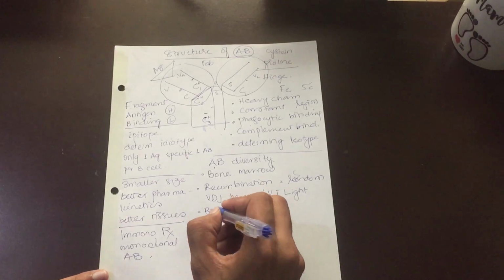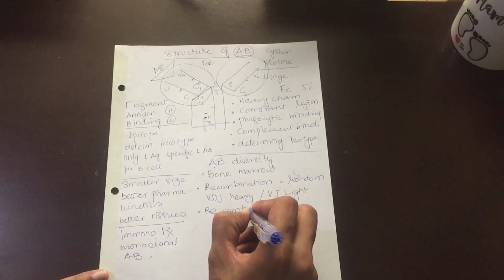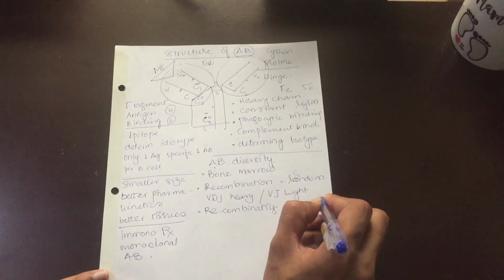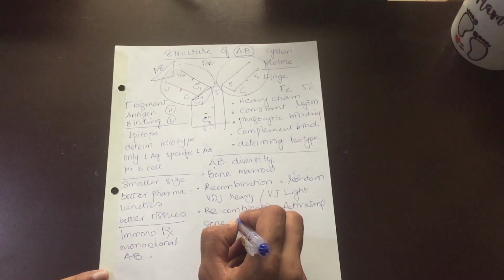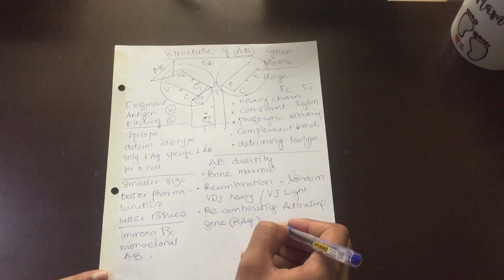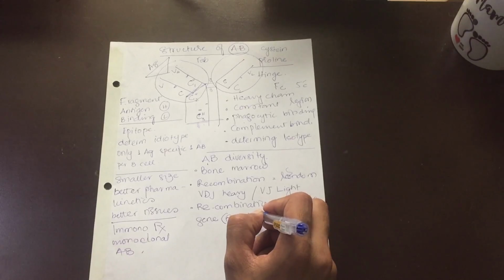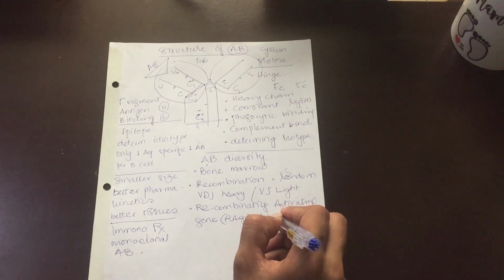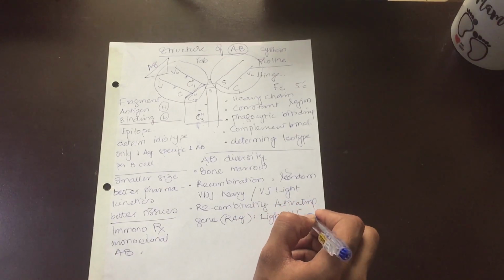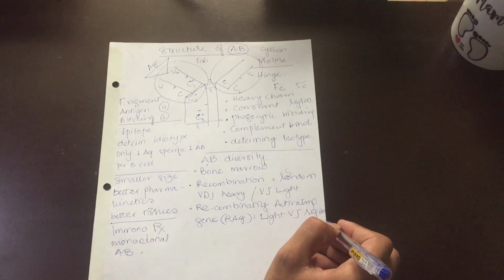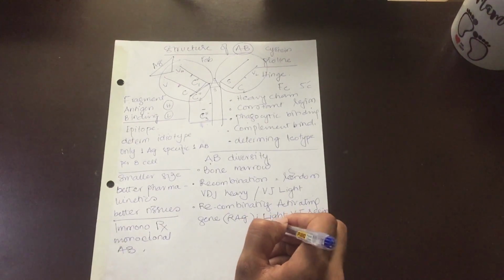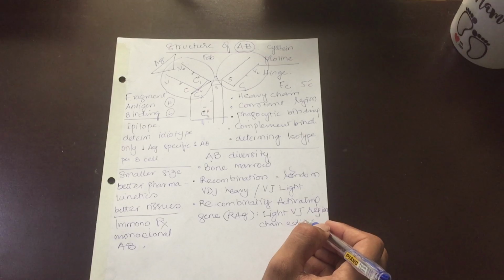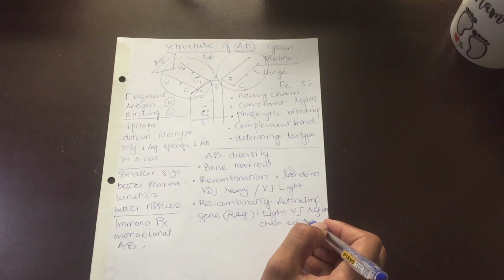There is a gene known as the recombination activating gene, the RAG gene, and this determines the VDJ rearrangement. This gene changes the VJ region of the light chain, or actually it is a light chain editor, and it changes that self-reacting immunoglobulin light chain and makes it harmless.